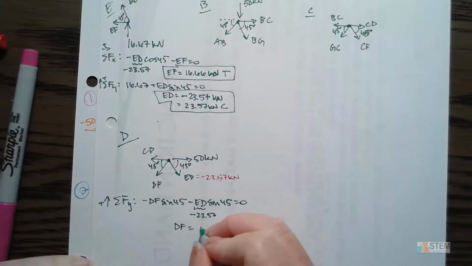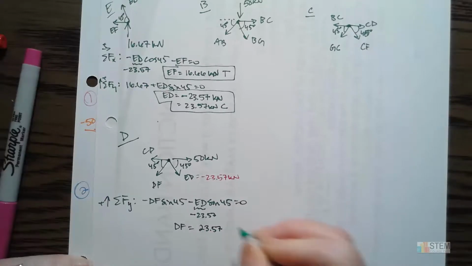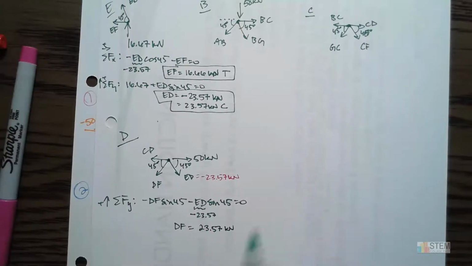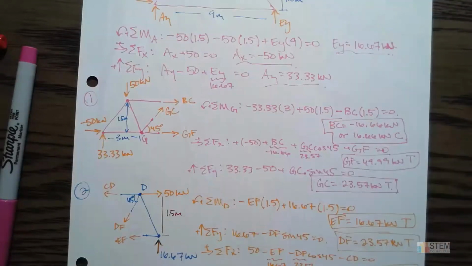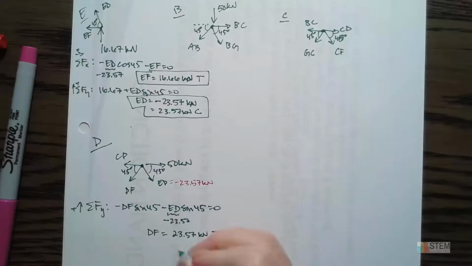Now the value we get here is 23.57, and that's going to be kilonewtons. And it's going to be positive. Again, we got negative with a negative becomes positive. We move it over, becomes negative. And then we divide through by negative sine 45. Okay, so it becomes a positive number, so it means it's in tension. That is exactly what we got right here. Okay, so that checks out.